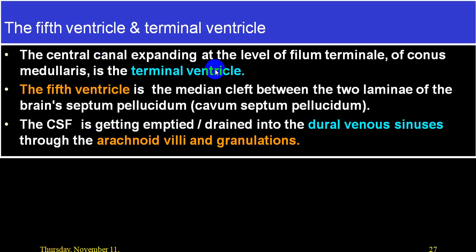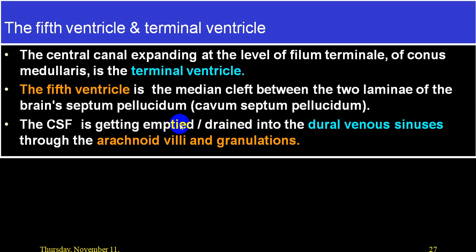So the central canal expanding at the level of filum terminale is called the terminal ventricle. The fifth ventricle is a median cleft between the two laminae of the septum pellucidum. It is also called the cavum septum pellucidum.